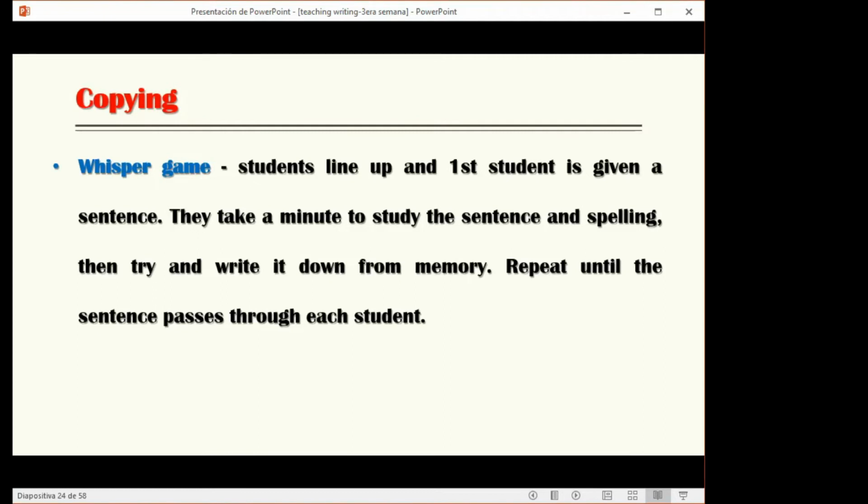So you, the teacher, give the student a sentence. So the student reads the sentence, takes a minute to study the sentence and spelling, and then tries to write it down from memory. And you have to repeat until the sentence passes through each student. So they need to remember the punctuation, the period, if there is a comma. They need to remember and pass it to the other student and write it again. So you have to check them.